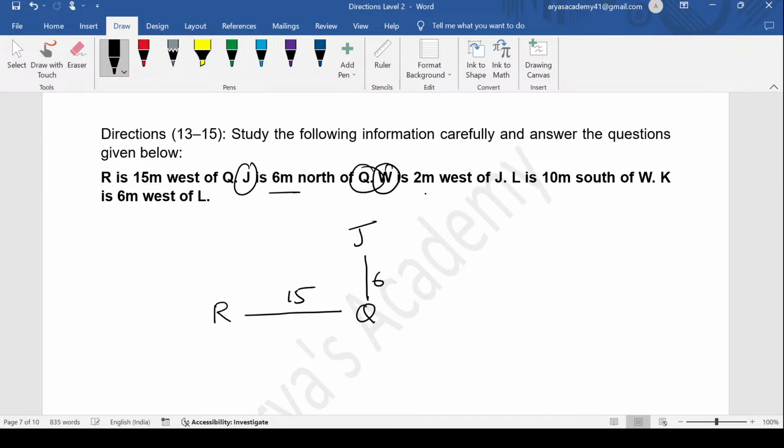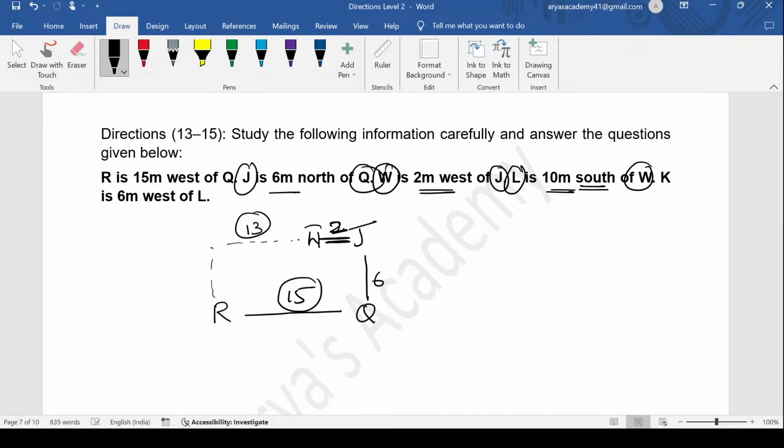And point W. Point W is 2 meters west of whom? J. So just 2 meters, okay? From J, if you move just 2 meters, you will get another point which is actually W. See, this is actually 15 and this is just 2. So the rest of the distance, if you want to form a straight line with respect to R, this rest of distance will be equal to how much? 13.